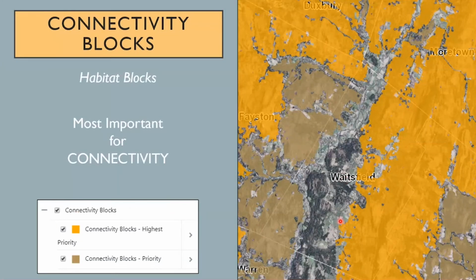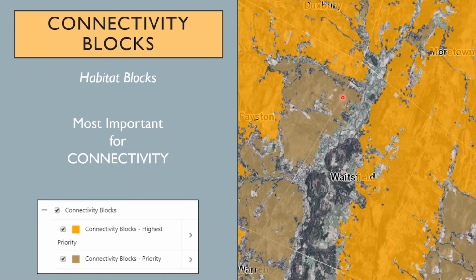Again, let's zoom into Waitsfield, and you can see that, yes, that same Camel's Hump block shows up as highest priority from a connectivity perspective for Waitsfield. You'll see that from the connectivity perspective, the Northfield range now shows up as highest priority. And there are not too many roads that cut across the Northfield range, and so there's a great deal of potential for north-south movement in that Northfield range. So it makes sense that that was elevated to that level of highest priority.